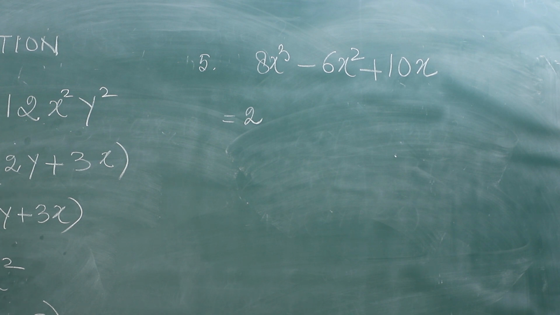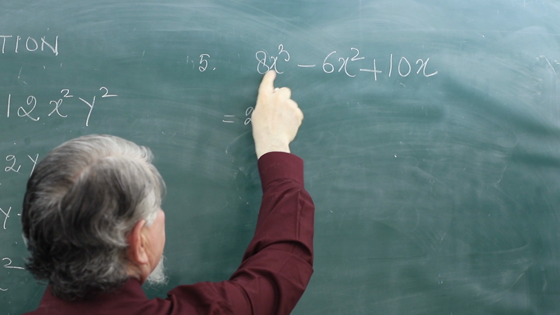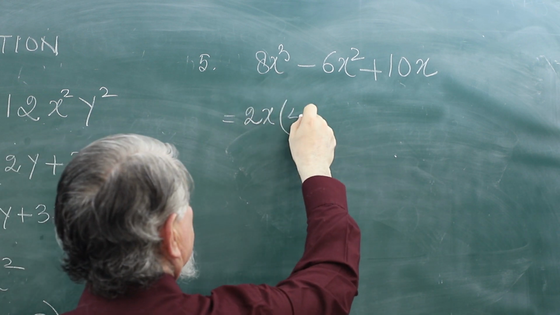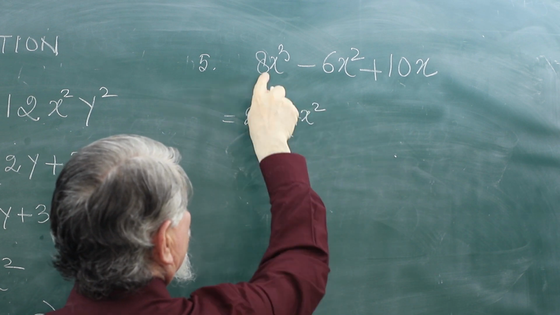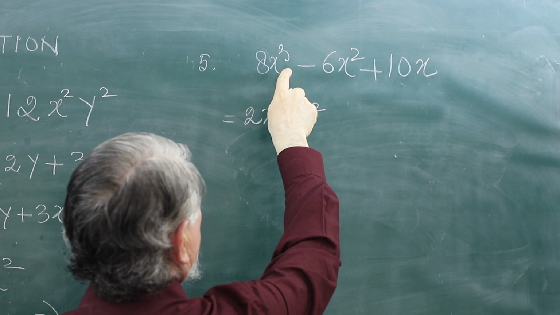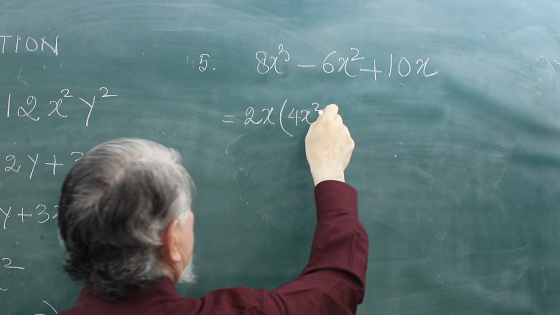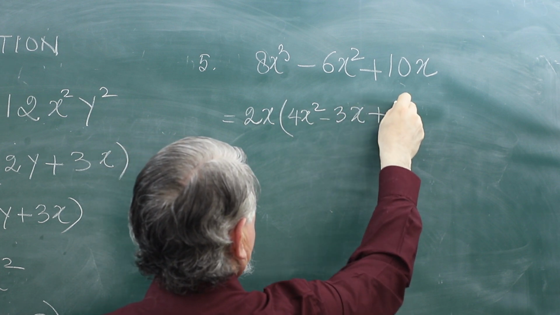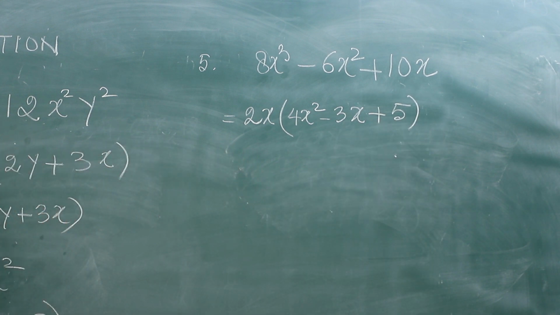Then out of x cube, x square and x, I can take x common. So x is common. Now you divide 8x cube by 2x as I told you in the beginning. 2 4s are 8, and out of x cube, x has gone, 1 power has gone, so 2 powers are left. 3s are 6, x plus 5. So these are the factors of this.